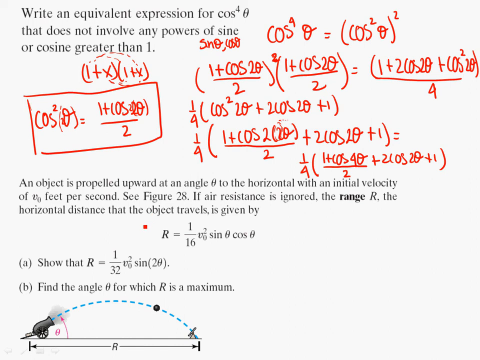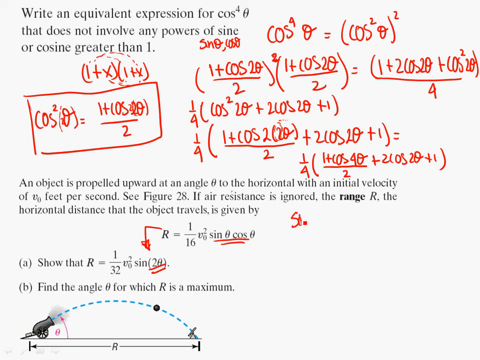Last problem. Sorry, I know this is long. So we have an angle and an initial velocity, and the range, which would be the horizontal distance, is given by this formula over here. We're supposed to show that these two things are equal. Notice the big difference here. Are you guys okay with that difference?